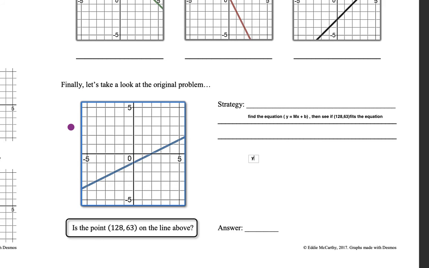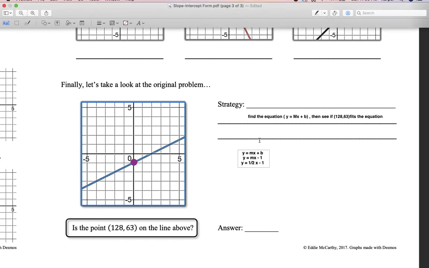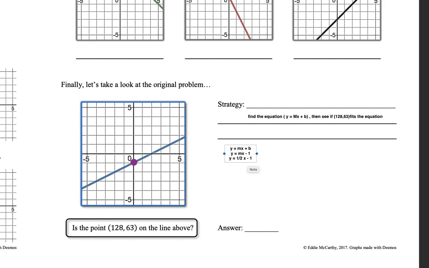So y equals mx plus b. y equals mx. What's our y-intercept? It's right here, which is -1. So we got y equals mx minus 1. So like last time, we just need our slope. So I'm going to connect it to this point here. So our slope is we rise 1, that's 1 over, we just go up 1 and over 2. 1/2 x minus 1. There we go. So here's our awesome formula. y equals 1/2 x minus 1, sorry.